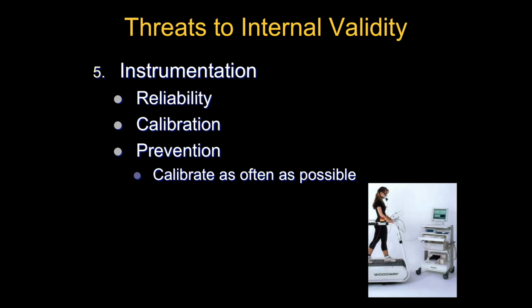So instrumentation is important in a research project. You want to make sure that the equipment that you're using is reliable, that it's calibrated as often as it needs to be, so that you prevent the instrument from becoming this confounding variable that you've introduced in your research project. So for example, in the picture that you see here, we have a metabolic cart. A metabolic cart really needs to be calibrated every single day that you use it in order to ensure that any of the O2 and CO2 gases that you're measuring are in fact within the normal limits of where they're supposed to be.